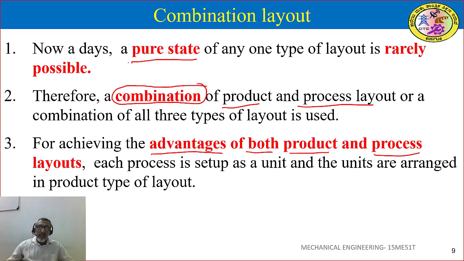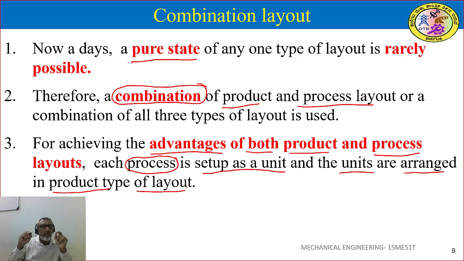That is, here each process is set up as a unit. So that is a process layout. We may have a number of processes, and these processes are set up as independent units, and the arrangement of these processes is made as per the product. That means these individual process units are arranged in the product type of layout. So it is essentially a combination of the process layout and the product layout in this type of combination layout.